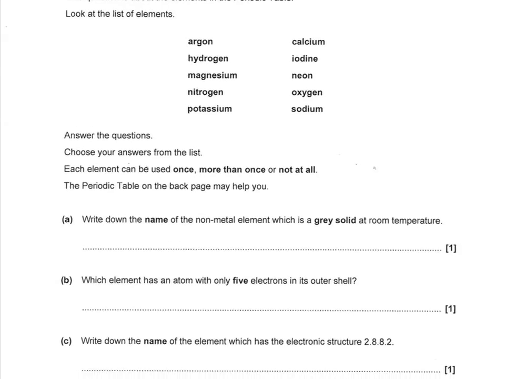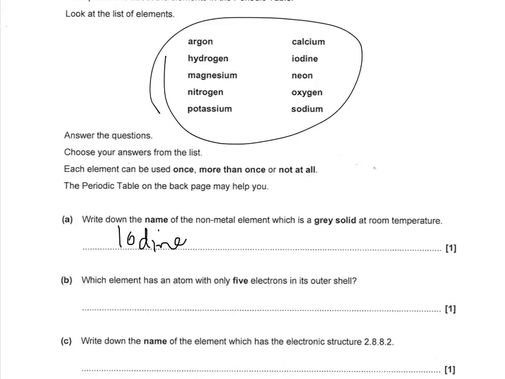So it says, write down the name of the non-metal element, which is a grey solid at room temperature. So that is iodine, not a metal, but it's still a grey solid. Which element has an atom with only 5 electrons in its outer shell? So here, looking for one of these that is in group 5, and the one in group 5 is nitrogen, if you look it up in your periodic table.